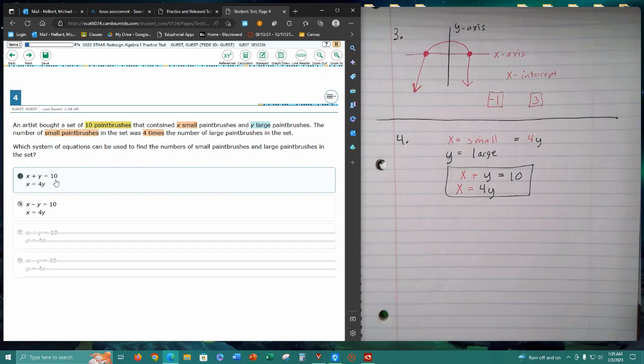X plus Y equals 10. That's small paintbrushes plus large paintbrushes equals 10 paintbrushes. And then X is equal to 4Y, because the number of small paintbrushes in the set is 4 times the number of large paintbrushes in the set.